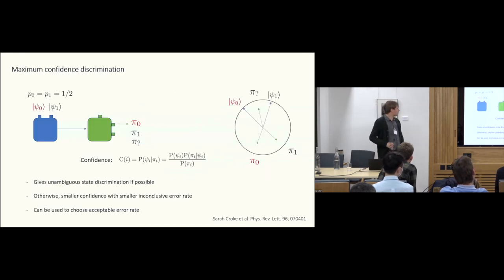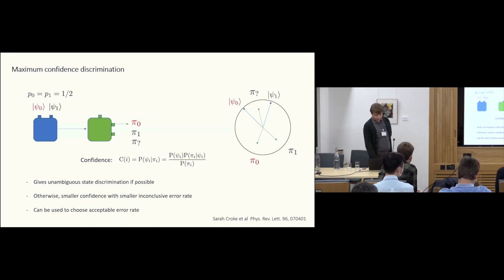So the maximum confidence discrimination scenario is this. You introduce this third outcome, which is inconclusive, and then you associate a confidence with each of your remaining measurement outcomes, just calculated according to Bayes' rule. And then you want to maximize this confidence for each state in your ensemble. This is just the general formula.